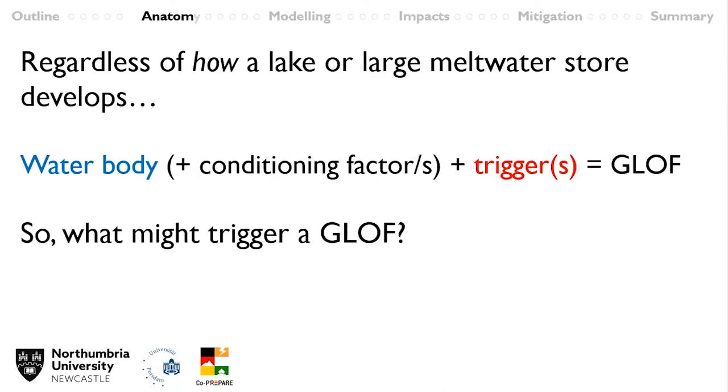But regardless of how a lake or a large meltwater store develops, in order to produce a glacial lake outburst flood, we need a few ingredients. One of those ingredients is obviously a water body, and the red there is the trigger. So we also need a trigger. Now, in between, we might also have some conditioning factors from the catchment of the lake itself, which increases the hazard and increases the likelihood of a glacial lake outburst flood occurring. So, what might trigger a glacial lake outburst flood?